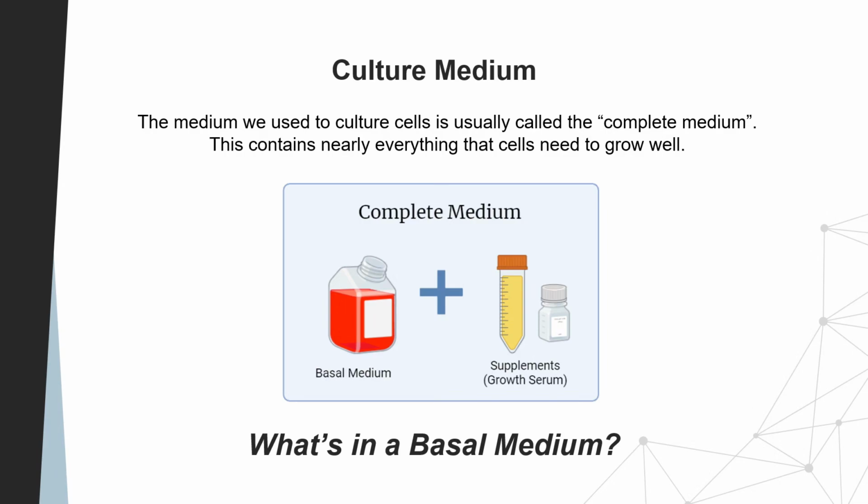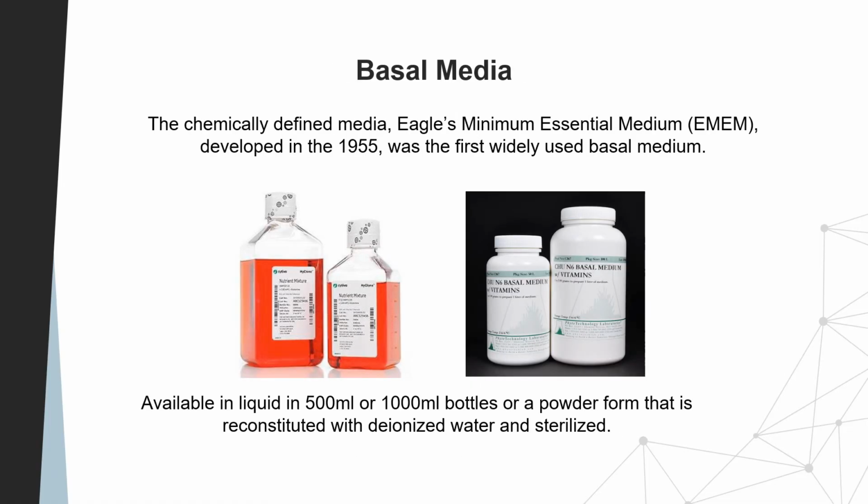So a complete medium generally is made up of two components combined together. One is a basal medium, and the other one is known as the supplements. So what exactly is in a basal medium? The first chemically defined media, known as Eagle's Minimum Essential Medium, EMEM, was first developed in 1955. So this was the first widely used basal medium in cell culture.